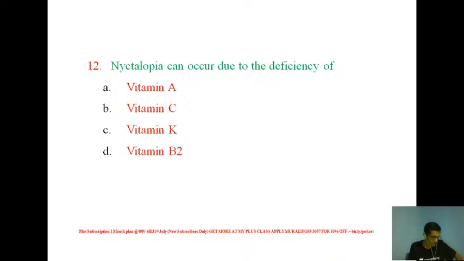Vitamin A. Okay. Yes, these are the NCERT questions from the NCERT textbook. Some of the things are related with NCERT topics. So in the CET, all the questions are not from NCERT. Related topics are also going to be covered. Related concepts in that topic. So nyctalopia can occur due to the deficiency of vitamin A. So answer for 12th one, it is A.